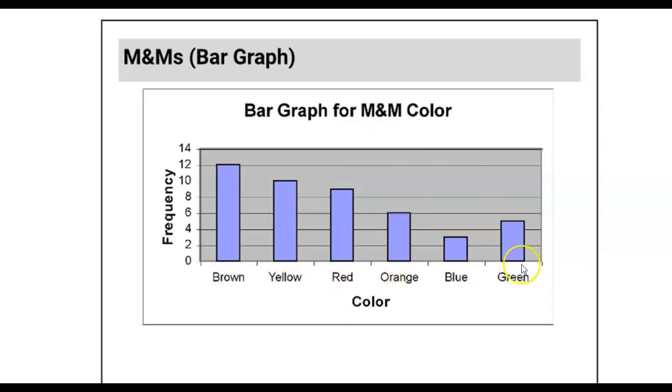And notice that these bars aren't touching because brown and yellow, there's no real overlap there. Yellow and red, there's no overlap. These are pieces of qualitative data. They're nominal qualitative data because it's just names. So there's no need for the bars to touch at all.